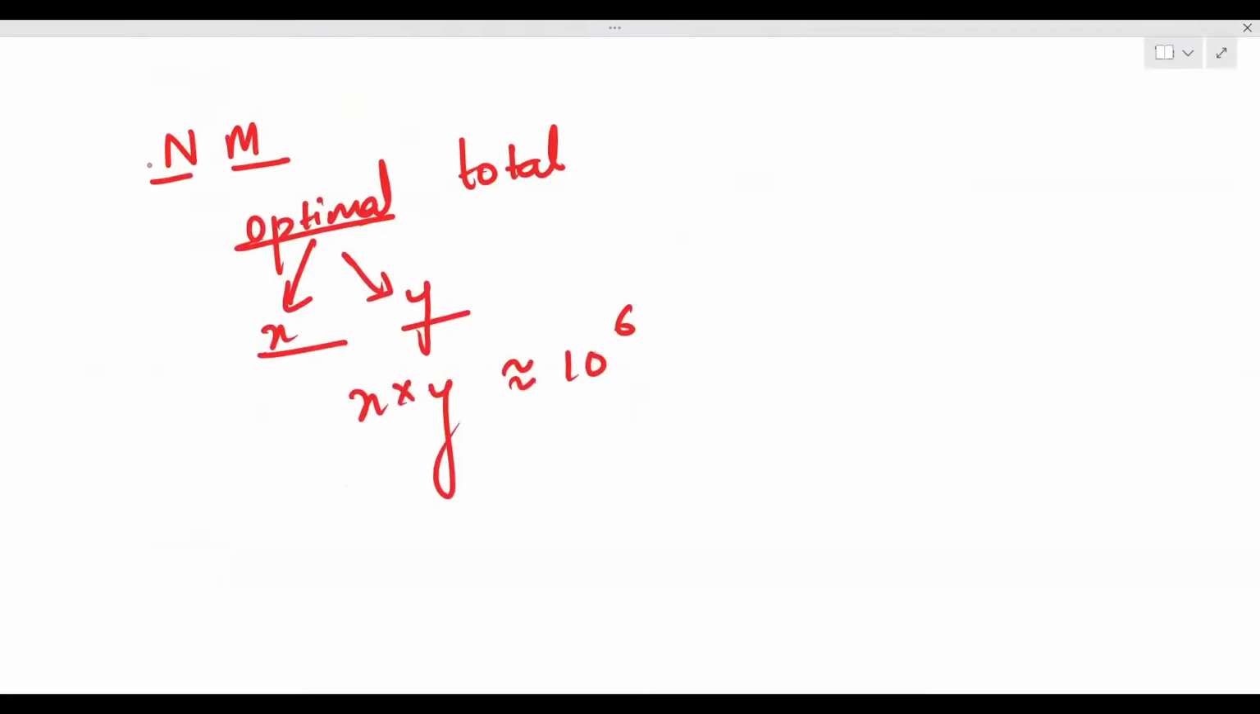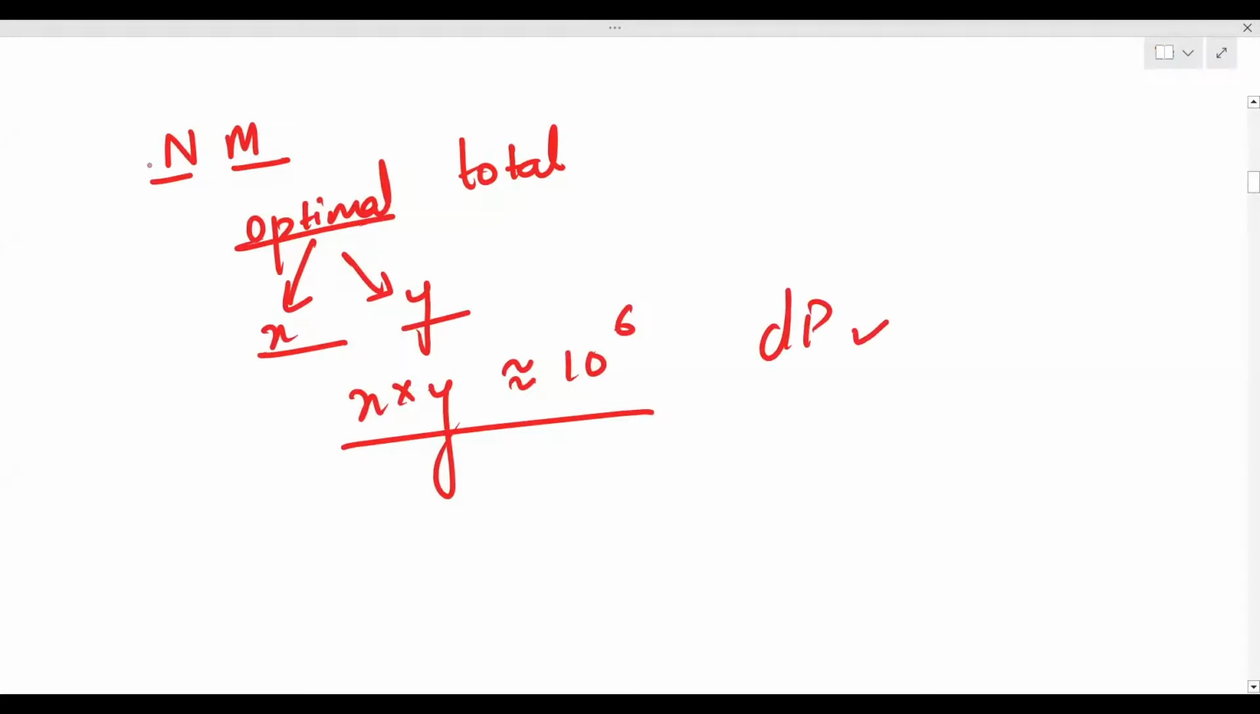Okay, yes, sure. First of all, you look at the constraints. Let's say you have n and m. If the total number of states for the problem, where you have to find some optimal result, and this optimal result depends on two things, maybe x and y, and if you multiply x and y, it comes in order of nearly 10 to the power 6 or less, then I'm 100% sure that you'll have to use DP, not greedy.